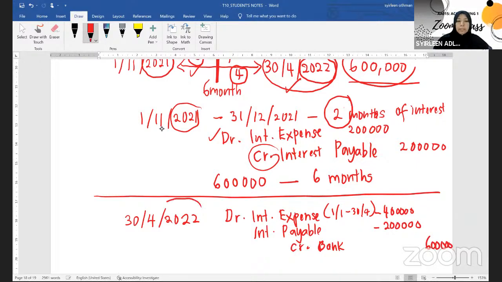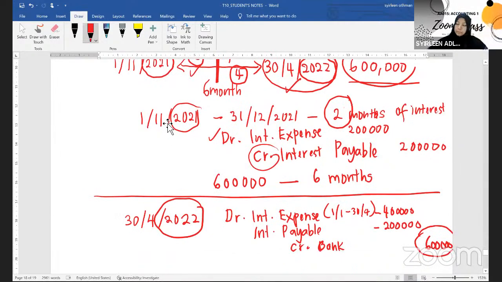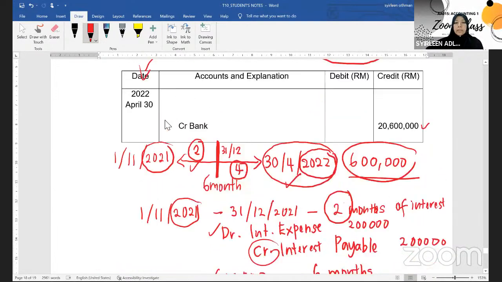Tetapi on this date as well, is supposed to be your redemption date. Tarikh kita surrender bond AA. So you are not just going to pay for this interest, yeah? You are also paying for the principal. Okay, so when I am paying for the principal, that means madam akan debit juga dekat sini bond payable. Alright, so how do we go about with the journal?